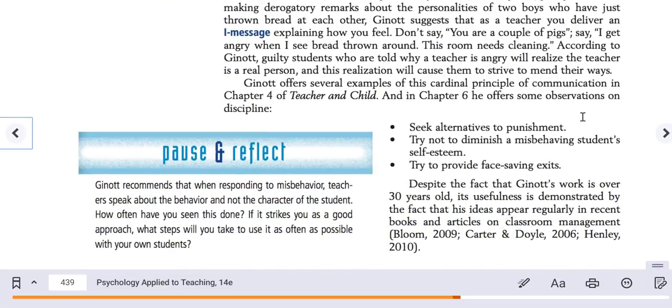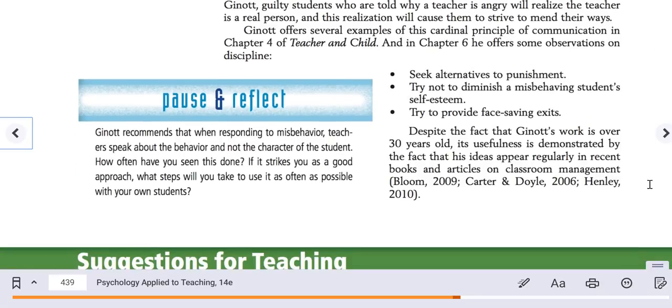Ginott offers several examples of this cardinal principle of communication in Chapter 4 of Teacher and Child, and in Chapter 6 he offers some observations on discipline. Seek alternatives to punishment. Try not to diminish a misbehaving student's self-esteem. Try to provide face-saving exits. Despite the fact that Ginott's work is over 30 years old, its usefulness is demonstrated by the fact that his ideas appear regularly in recent books and articles on classroom management.